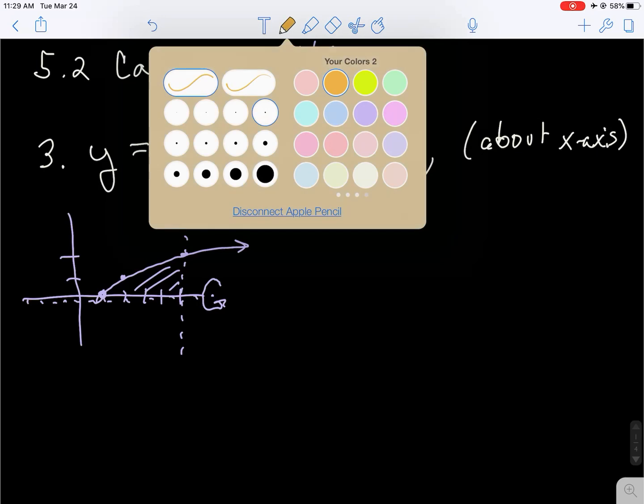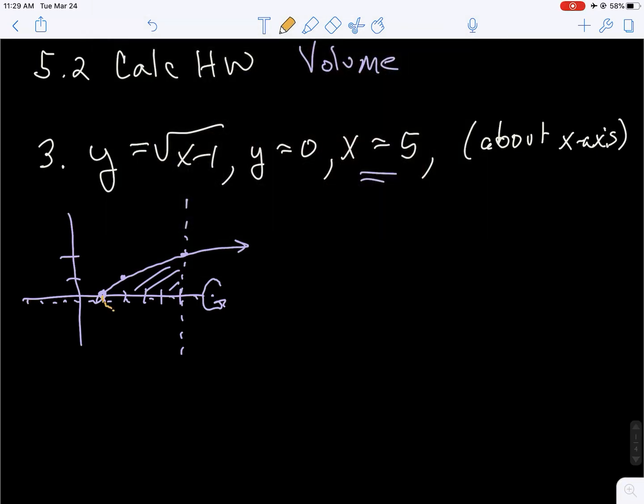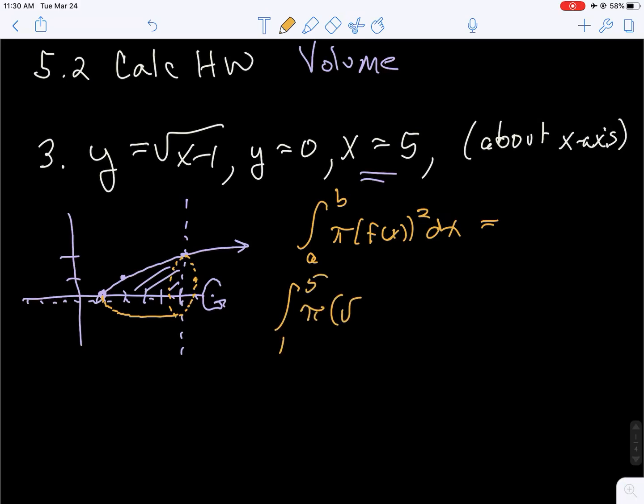Now, let's just contemplate what our volume picture is going to look like. It's going to kind of look like this. Okay? So what do we know? Well, let's set it up. Remember, for the most part, from A to B of pi f of x squared dx, when it's rotated about the x-axis, is a good rule of thumb. And this is a good time to use that. And so we're going to go from 1 to 5 of pi times the square root of x minus 1, squared, dx.